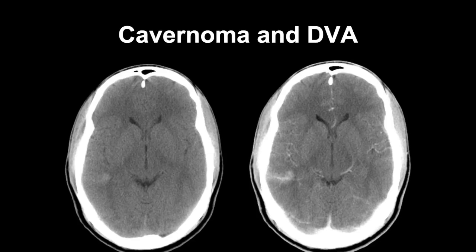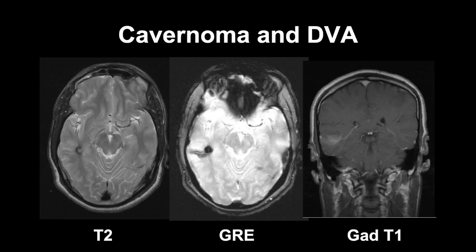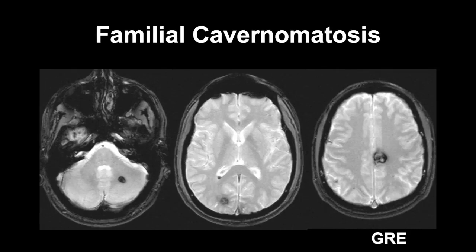Typically, the risk of rupture is 2 to 3% a year. Here's the MRI companion of that case that I showed you. Again, this typical caput medusae appearance of the DVA, and otherwise that typical appearance of the cavernoma, very well seen on the GRE or the SWI images.